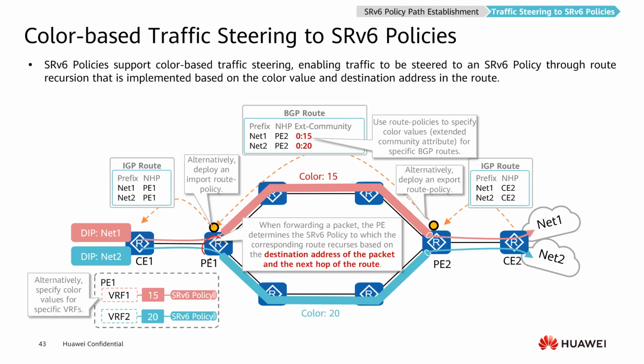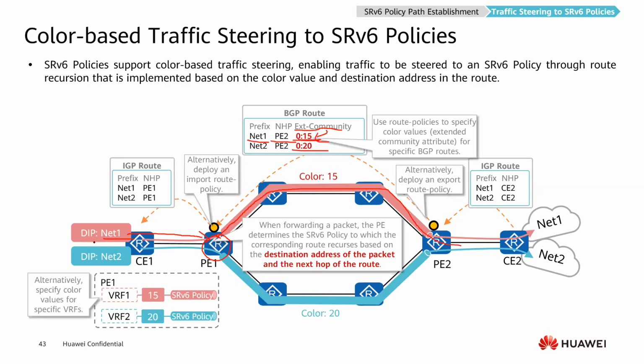So let's assume that P1 receives a packet with this color. The color is an extended community attribute, so we can see it here. When CE1's destination is network 1, it gives the packet to P1. P1 checks: okay, going to network 1, next hop is P2, and the color is 15. So P1 will try to find the tunnel with color 15, and it will steer the traffic into this tunnel.